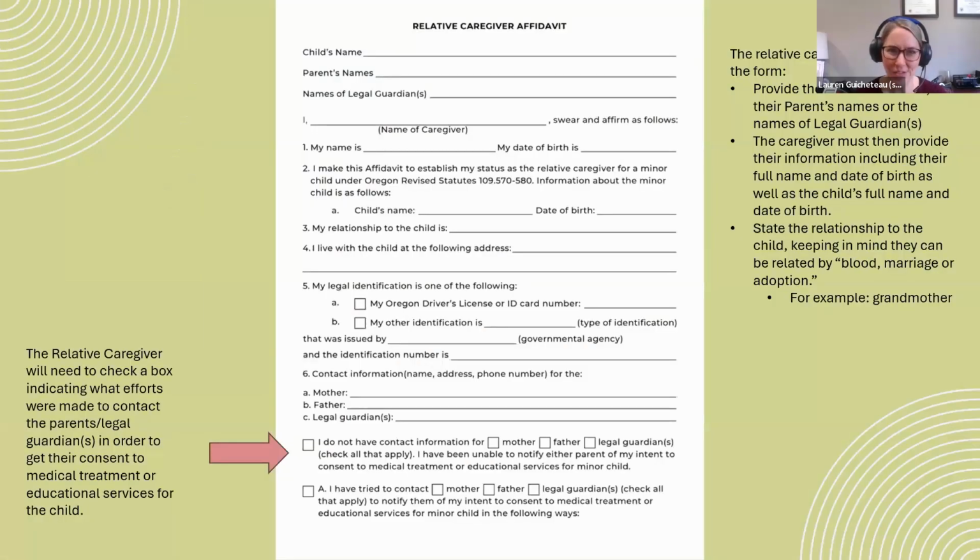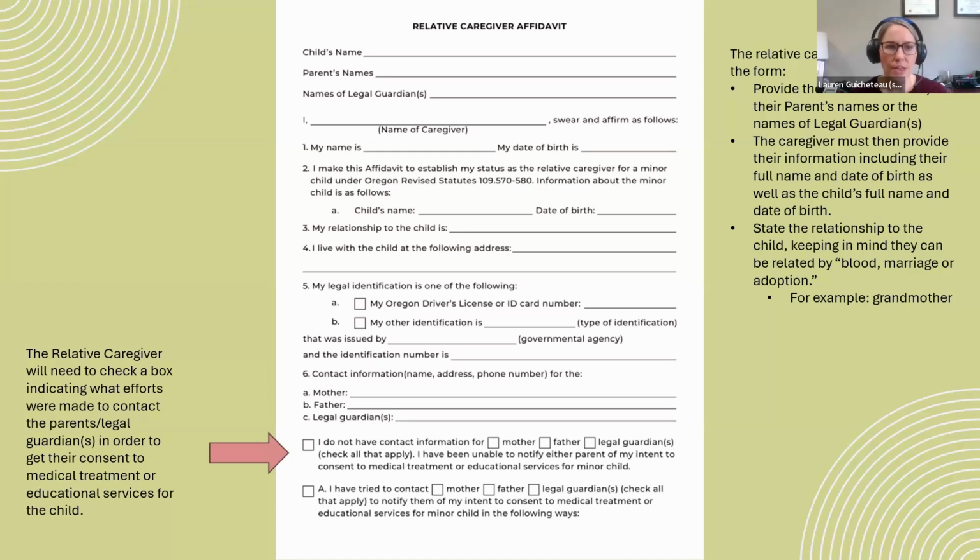So here's the form itself. And the relative fills it out, puts the child's name, the parents' names, the information for the caregiver. Again, it's important to put the full legal names of everyone, including date of birth. And they also have to state their relationship to the child to establish if they are a family member, either by marriage, adoption, or birth. And so that would be like, for example, I'm the child's grandmother.